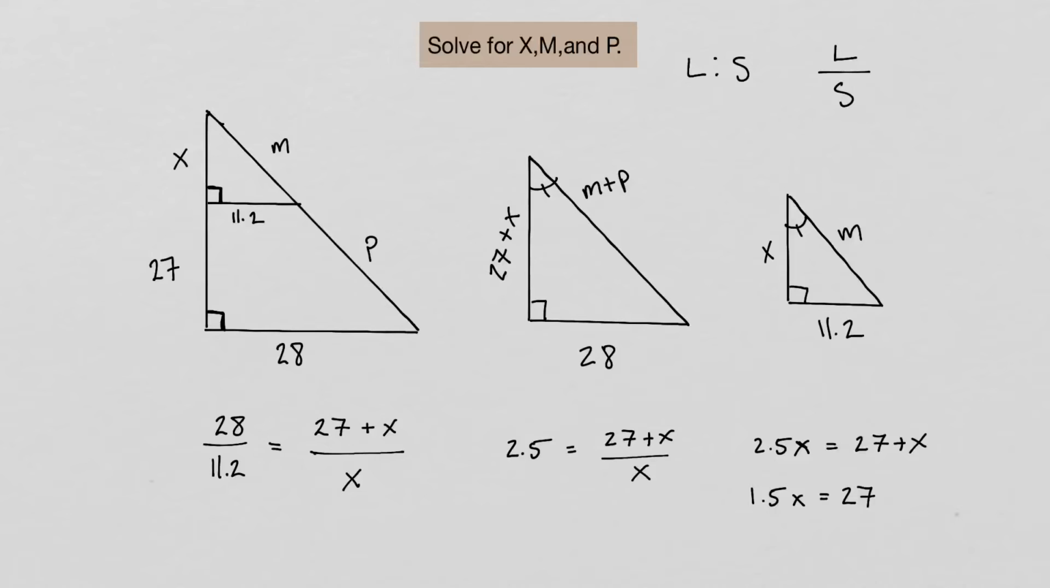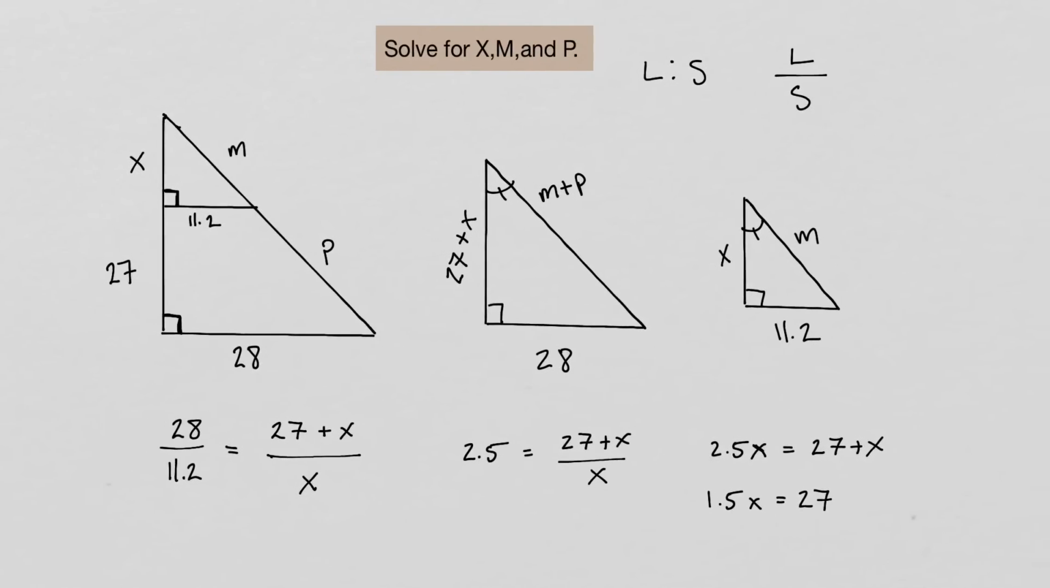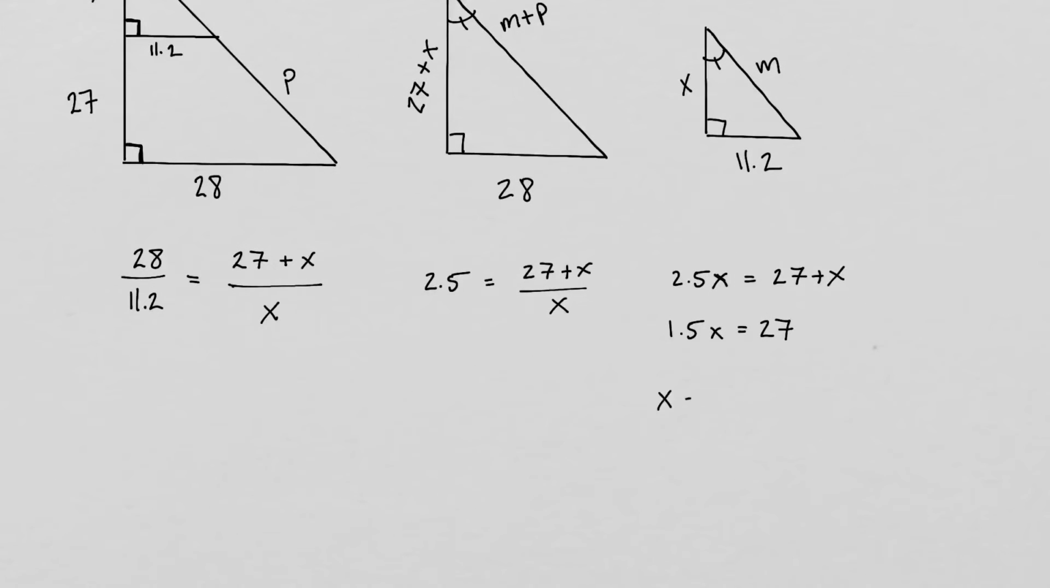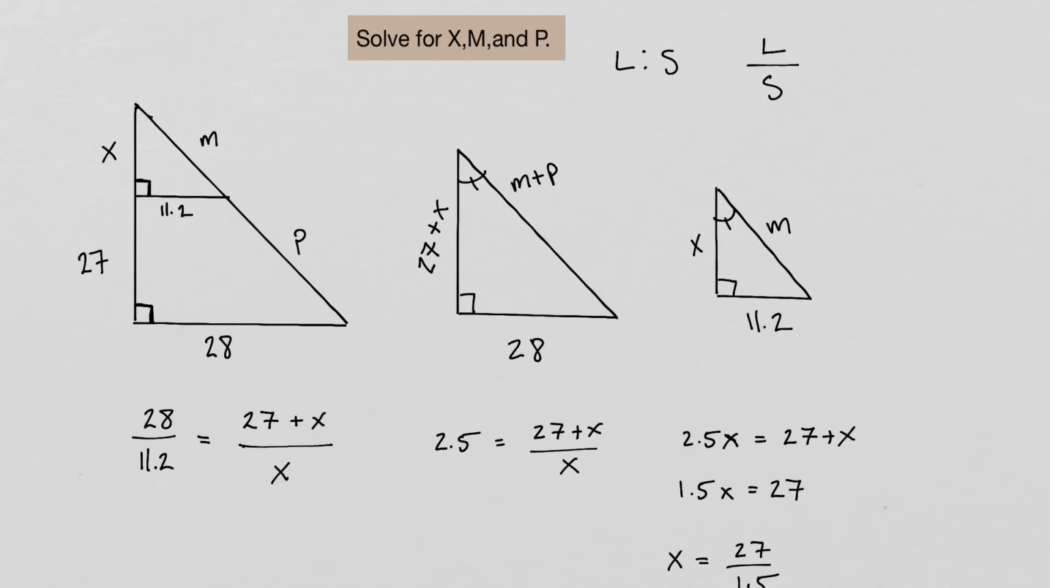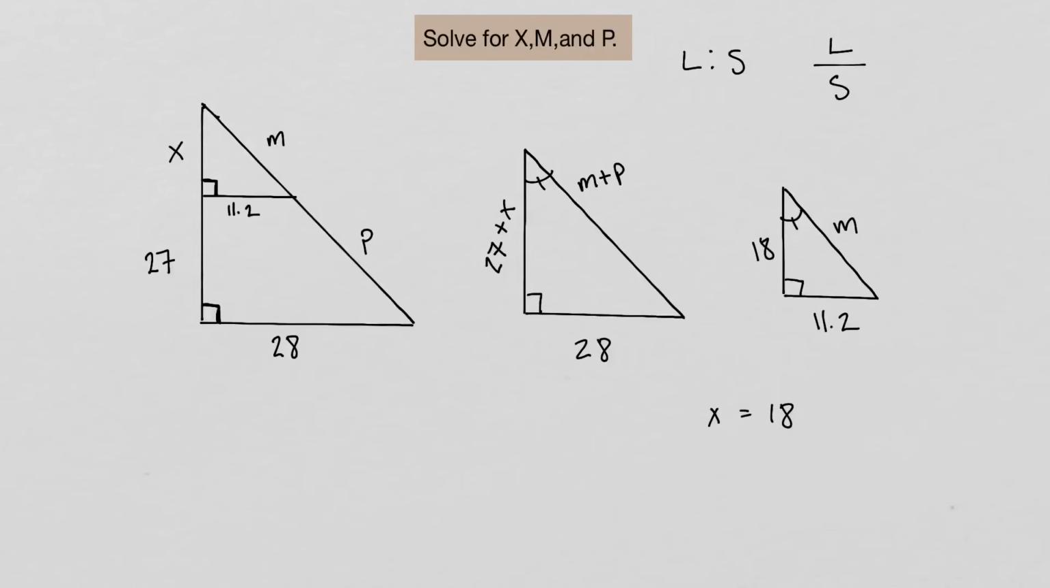So getting x by itself, we say x equals 27 over 1.5. 27 divided by 1.5 gives us 18. So now we know side x equals 18. We also know this side is 27 plus x, so we call that 27 plus 18, which gives us 45. So this side is now 45.